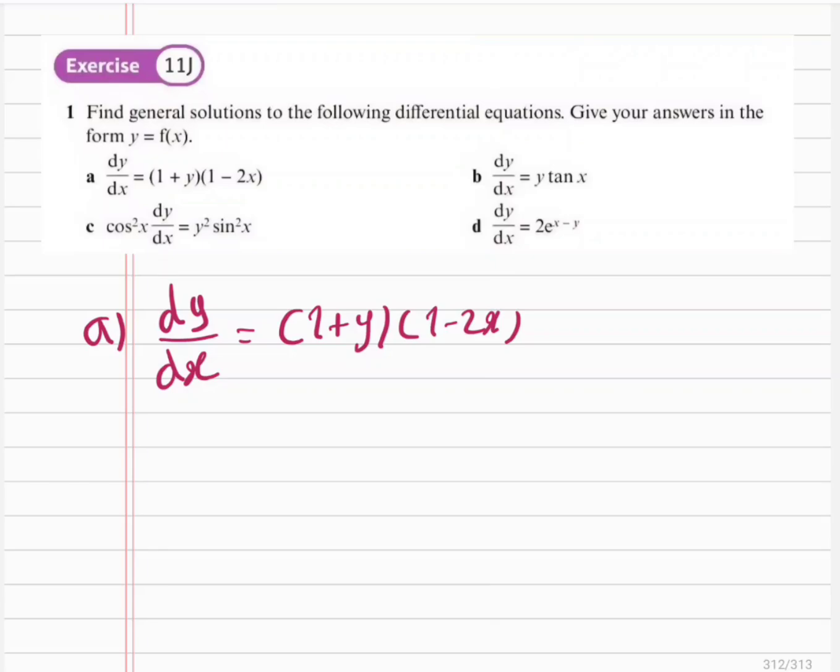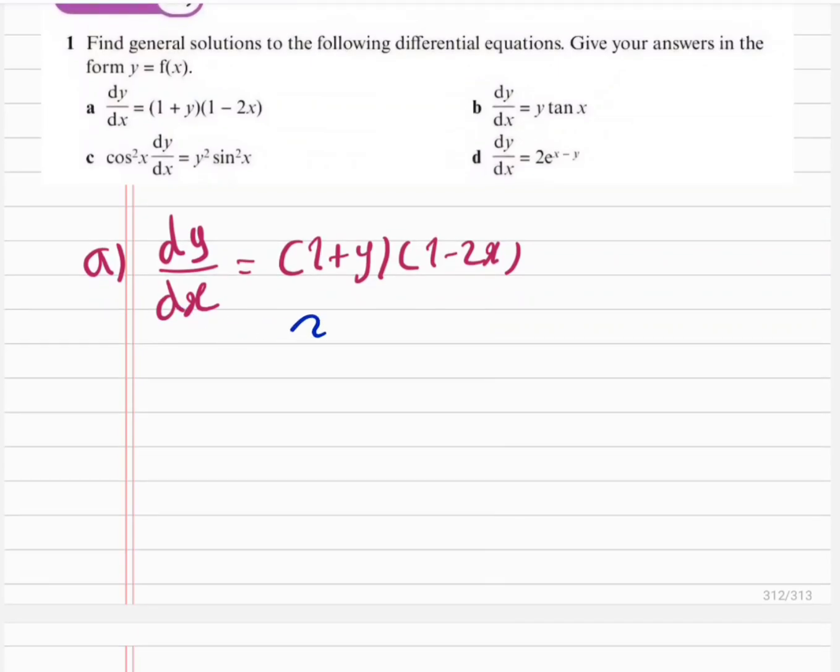separating variables. Which means that we just want to keep all the terms that have y on one side and all the terms that have x on the other side of the equation. And that way we can solve this by just integrating both sides, and that's it.